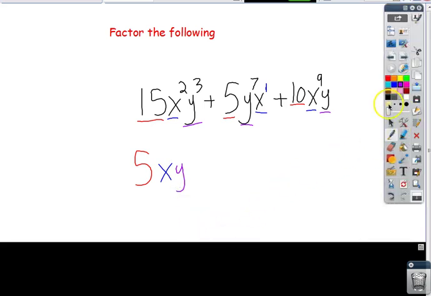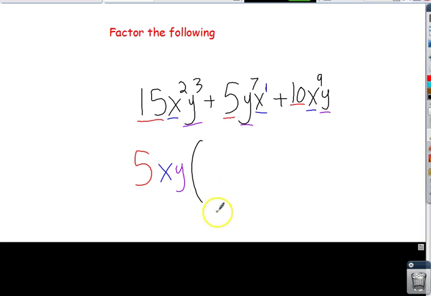Now, let's put and figure out what I need here. What times 5 gets me 15? 3. I have 1x. I need 2 of them. How many more x's do I need in here? An x. I have a y. I wanted 3 y's. How many should I have in here? 2 of them. What times 5 gets me 5? 1. Do you have to write the 1? No, I will here, but you don't have to, no problem.